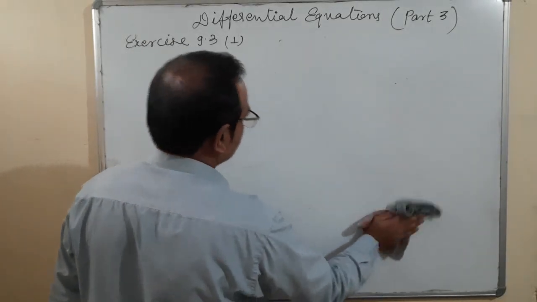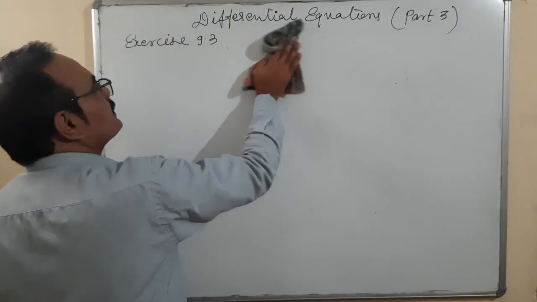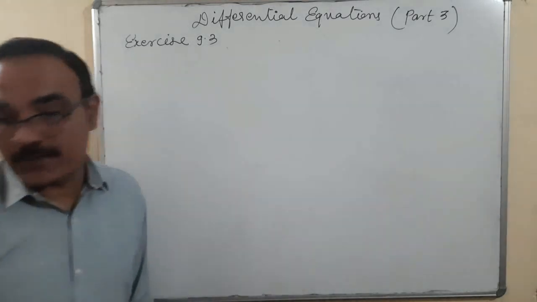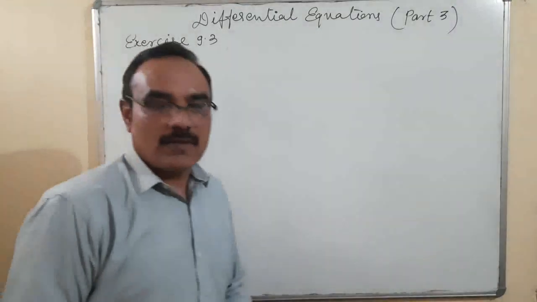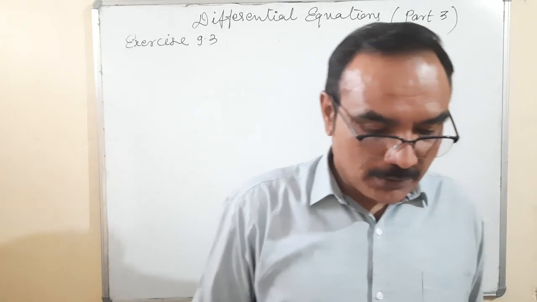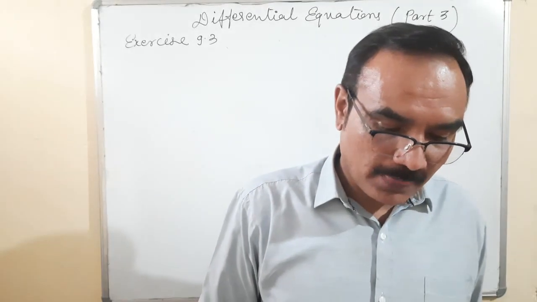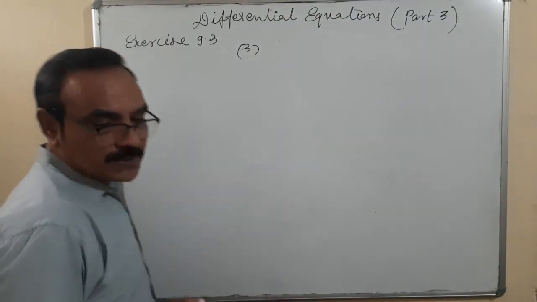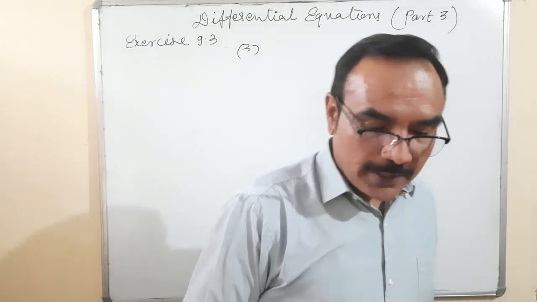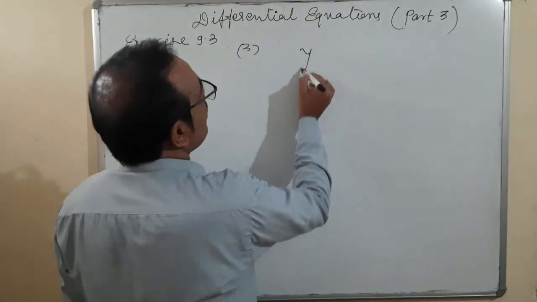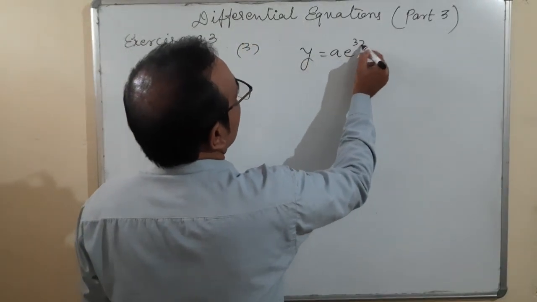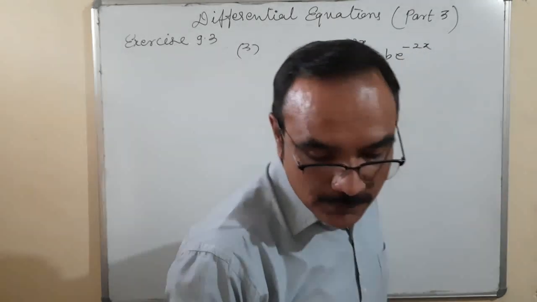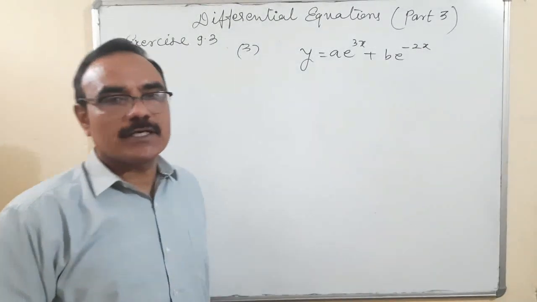Okay, clear? So in these questions, I think the main challenge is how to eliminate the arbitrary constants. In some of the questions, it's very difficult to eliminate the arbitrary constants. I am selecting question number 3. What is it? y is equal to a e to the power 3x plus b e to the power minus 2x. There are two arbitrary constants a and b.